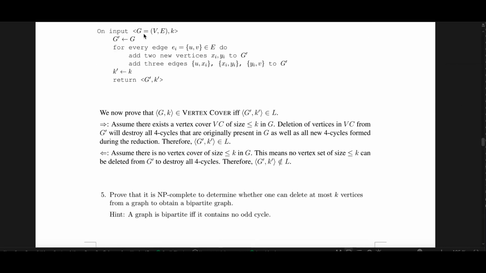On input G = (V, E), G+ is given by G. For every edge e_i = (u, v) in E, do the following: add 2 new vertices x_i, y_i to G+, and add 3 edges (u, x_i), (x_i, y_i), (y_i, v) to G+, and k+ is given by k. Return the pair (G+, k+). We now prove that (G, k) belongs to Vertex Cover if and only if (G+, k+) belongs to L.